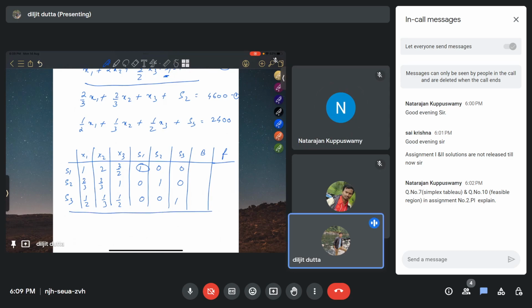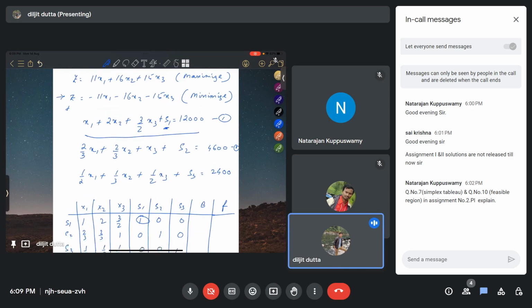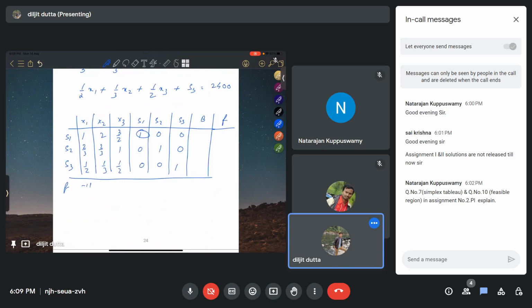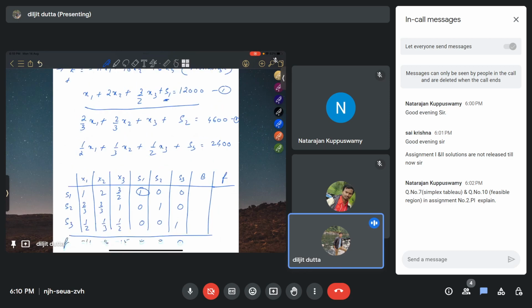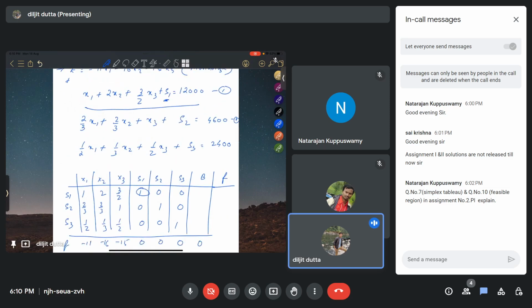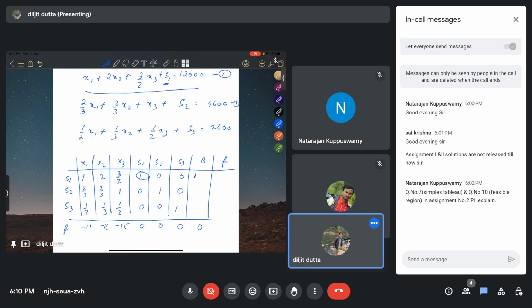After that you write the function value. For the function, what are the constraints? It is minus 11, minus 16, minus 15, 0, 0, 0. And this value is not there, so initially it will be 0. For b, I think, it is 12,000, 4,600 and 2,400. So this is how we proceed here.